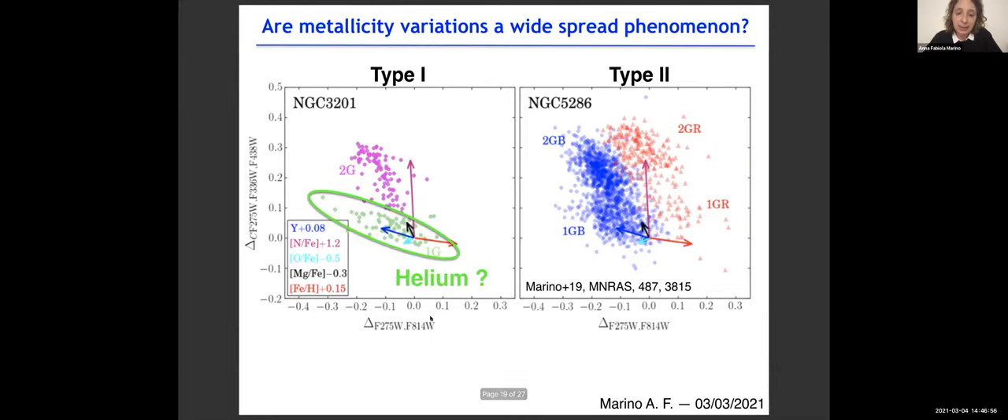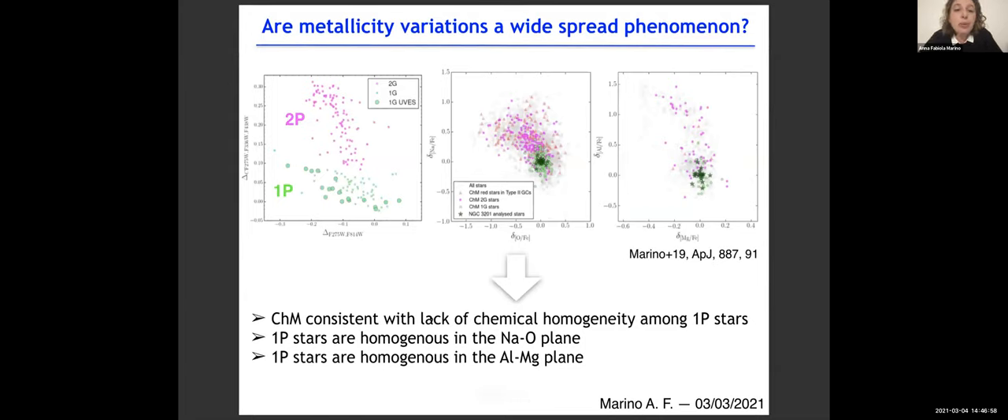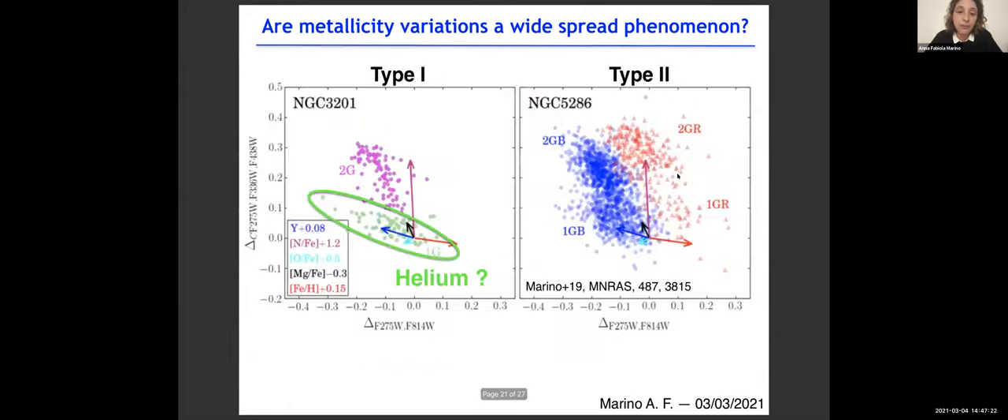But if it is helium, we would find also other variations in other elements, for example sodium, oxygen, aluminum, or magnesium, that from our high resolution study we did not find, because here you see that the stars that we have analyzed, in dark green in these two plots, all have chemical abundances consistent with the first population.